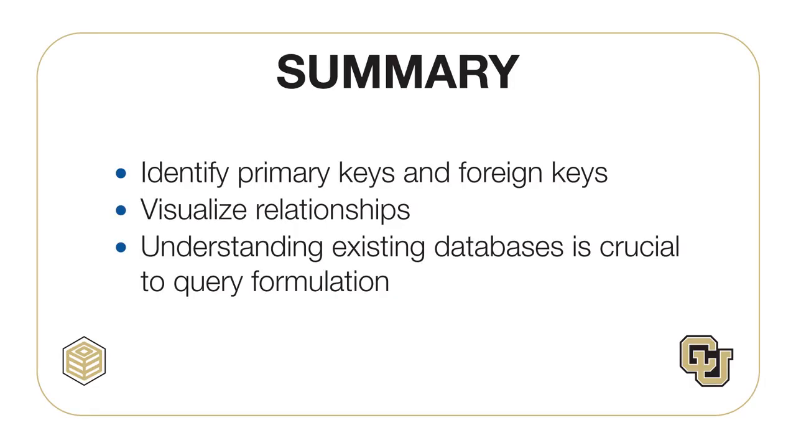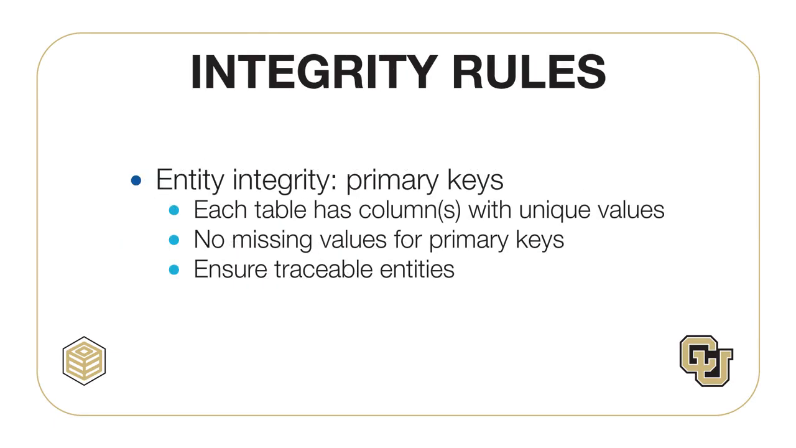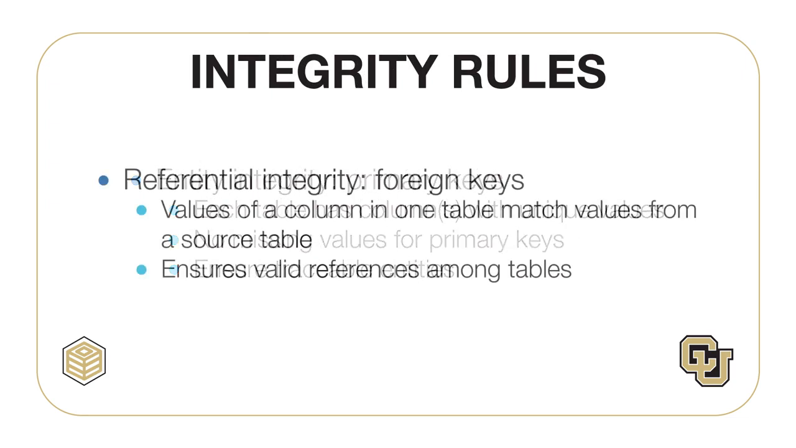Let's wrap up this lesson giving details about 2 essential integrity rules for relational databases. To understand a relational database, you need to identify primary keys and foreign keys. Primary keys must have unique values for each row. No part of a primary key can have a missing or null value. Foreign keys must have a value matching a primary key in a parent table. Some foreign keys can allow null values, such as an offering not yet having assigned faculty.